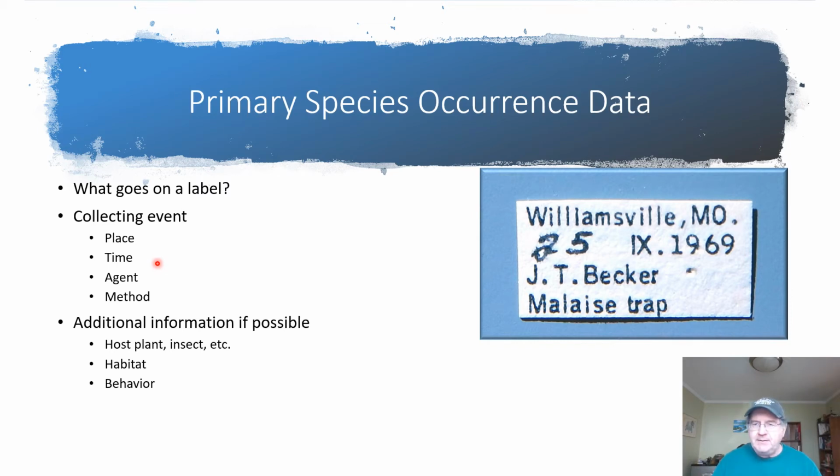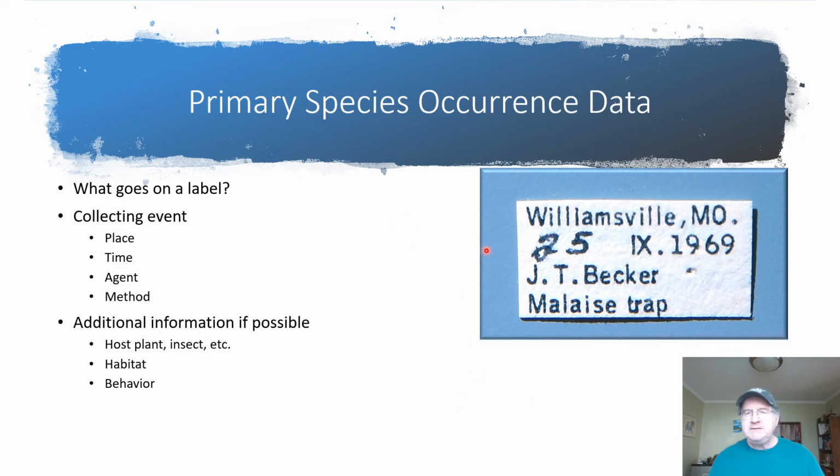When that happened, who did it? That's what I mean by the agent. Who did it? And probably the least important of these four bullet points is the method by which they were collected. So in the case of this specimen, it was collected in Williamsville, Missouri, on the 25th of September 1969.